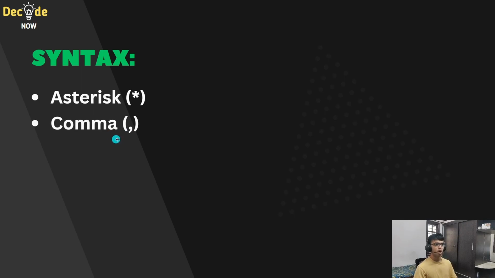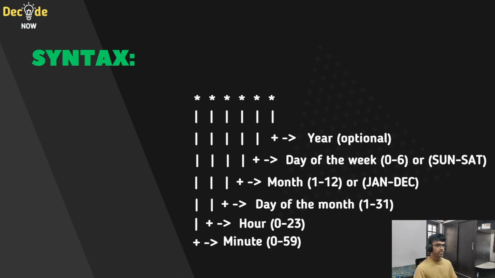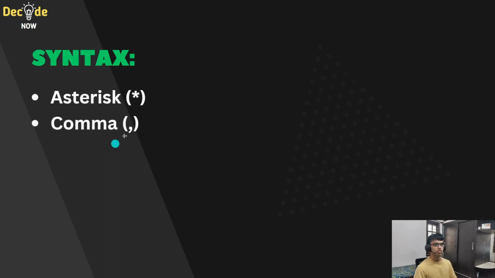Next we have comma. Comma allows us to have multiple values in that particular time field. Suppose I wanted to run something both on Sunday as well as Saturday. So in this particular day of the week field, I would say 0, 6. So basically this comma is allowing us to add multiple values here. So that's the use of comma in cron expressions.